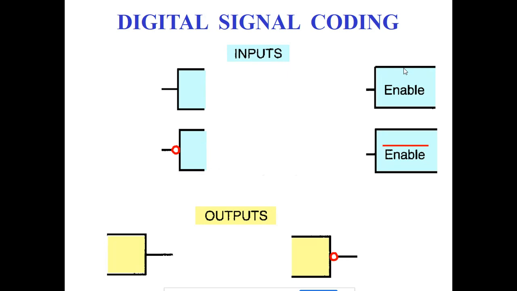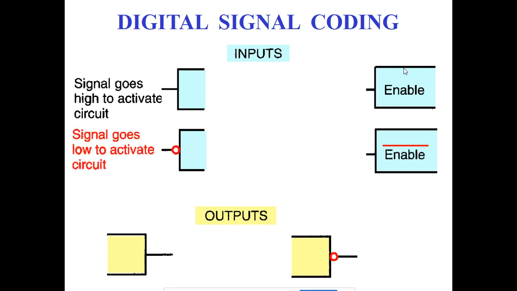Now let's look at digital signal coding. Here, if a signal goes high to activate a circuit, that's a plain input. With the bubble on the input, that indicates that the signal has to go low to activate the circuit.